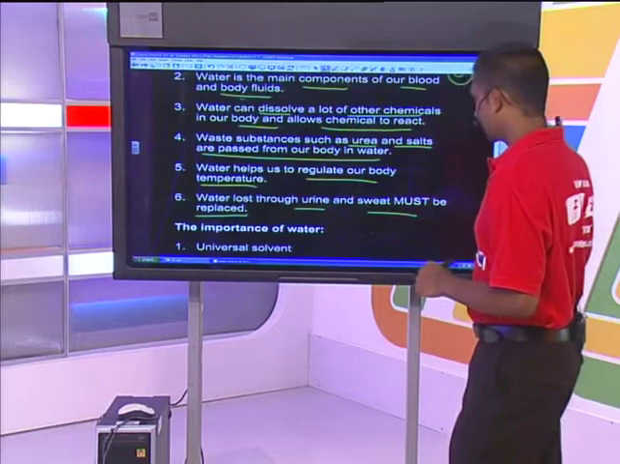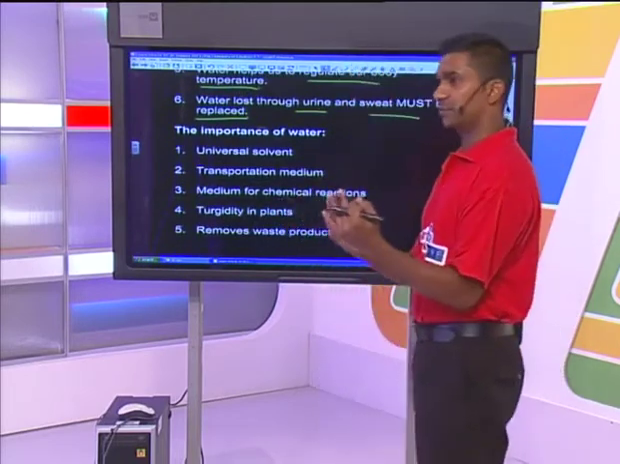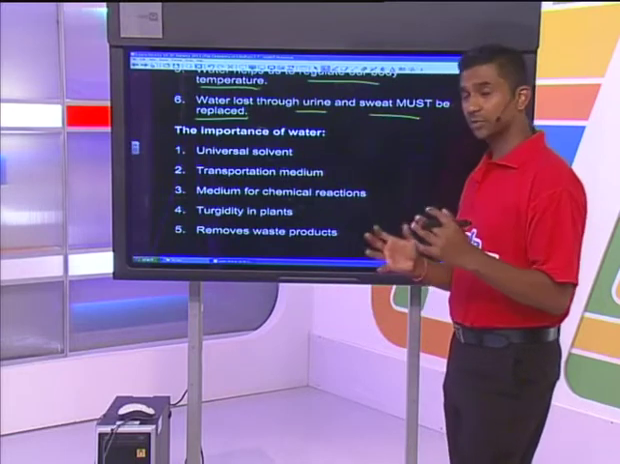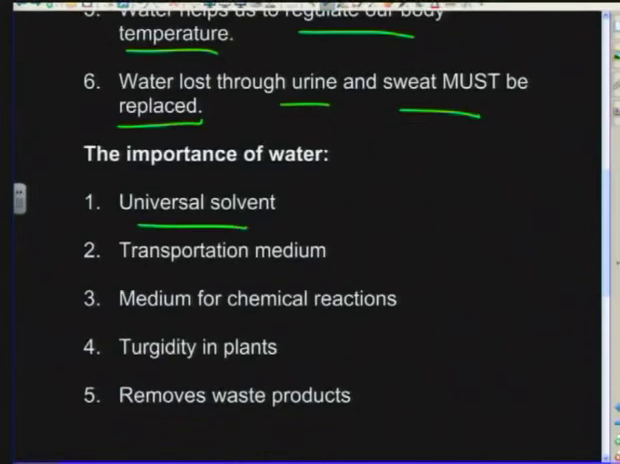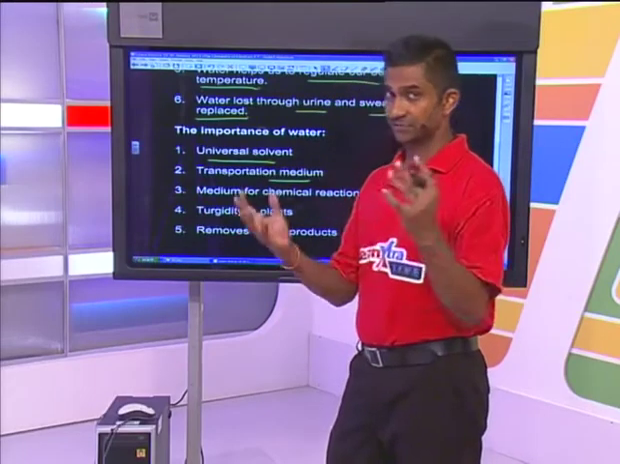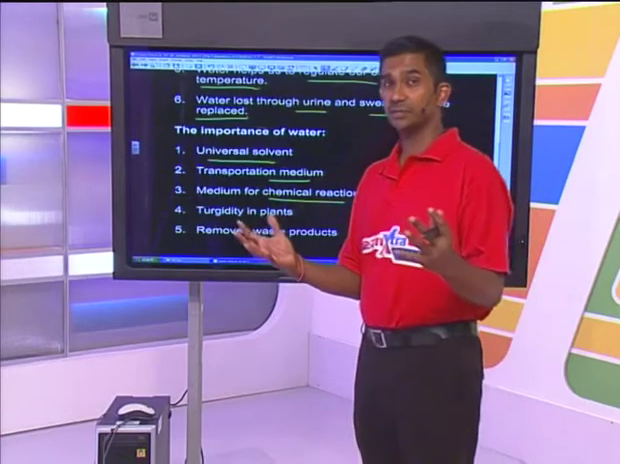Okay, so we're almost there for a break, but I'm going to, in a very quick nutshell, go through the importance of water before we go in for a break. So we know that it is a universal solvent, guys. It is a transportation medium. You'll find that in plants and humans. In plants, water is needed to transport the nutrients from the soil to the leaves, and that's for photosynthesis. In humans, as we digest food and that's absorbed into the blood, it's transported to all parts of our body. It also forms a medium for chemical reactions, and we know that reactions in the body will not take place without water.